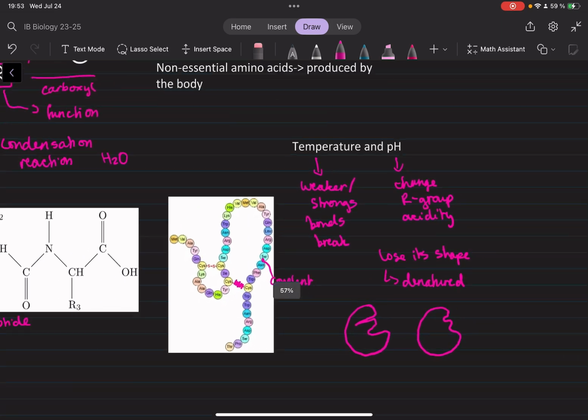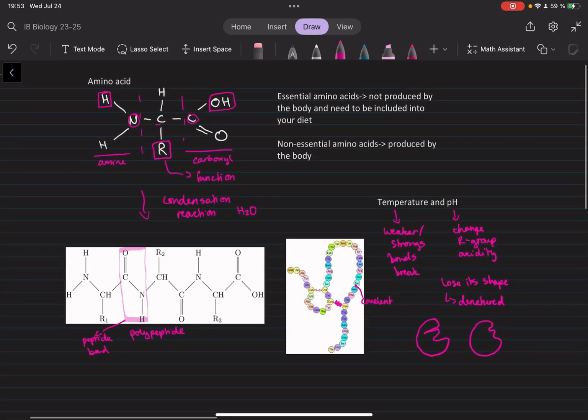So yeah, that was it all for proteins. There's really not a lot, in my opinion, but yeah, it's very interesting. So I hope you enjoyed, and the whiteboard for this will be added below.